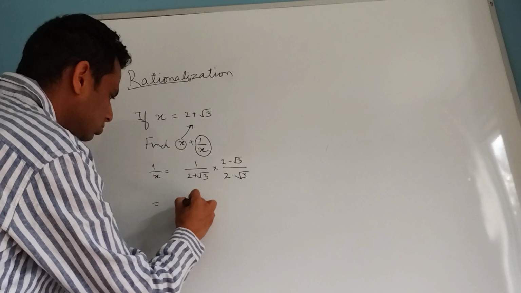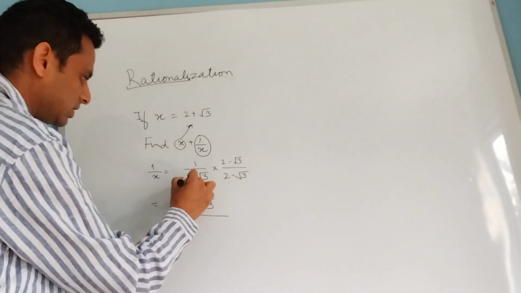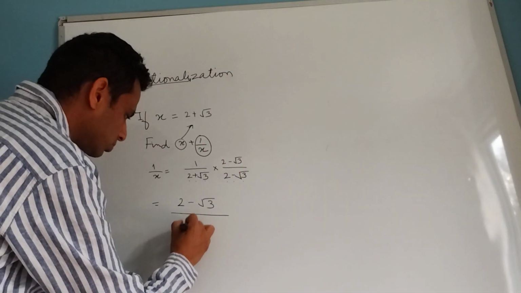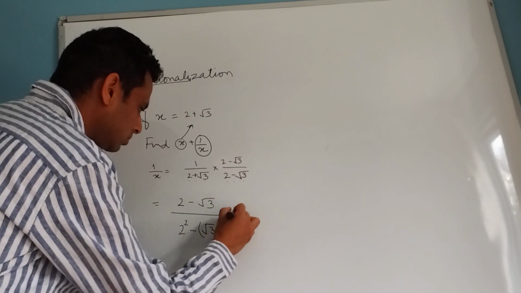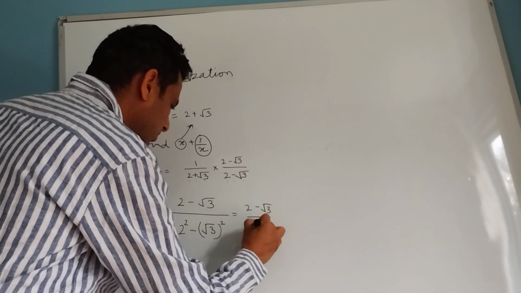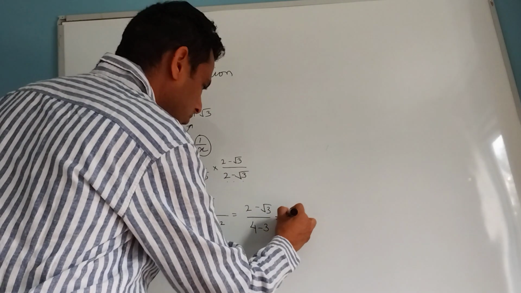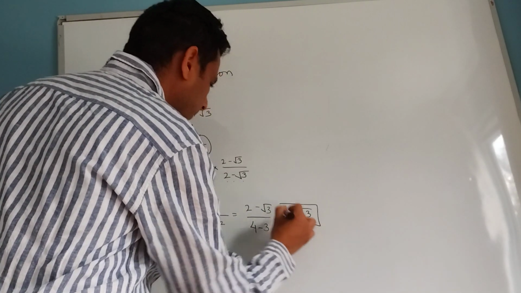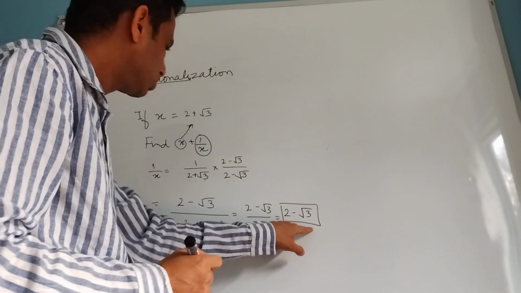So this becomes 2 minus root 3 divided by, so this a plus b times a minus b, which is equal to a squared minus b squared, equals 2 minus root 3 by 4 minus 3, which is equal to 1. So 1 by x is equal to 2 minus root 3. We know x is equal to 2 plus root 3, 1 by x is equal to 2 minus root 3.